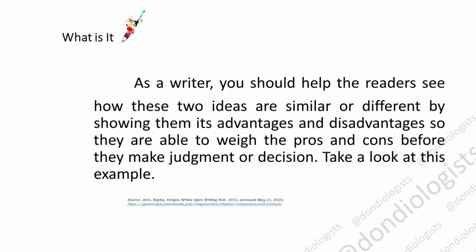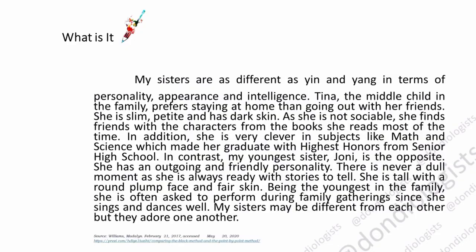Take a look at this example. My sisters are as different as yin and yang in terms of personality, appearance, and intelligence. Tina, the middle child in the family, prefers staying at home than going out with her friends. She is slim, petite, and has dark skin. As she is not sociable, she finds friends with the characters from the books she reads most of the time. In addition, she is very clever in subjects like math and science, which made her graduate with highest honors from senior high school. In contrast, my youngest sister, Joni, is the opposite.